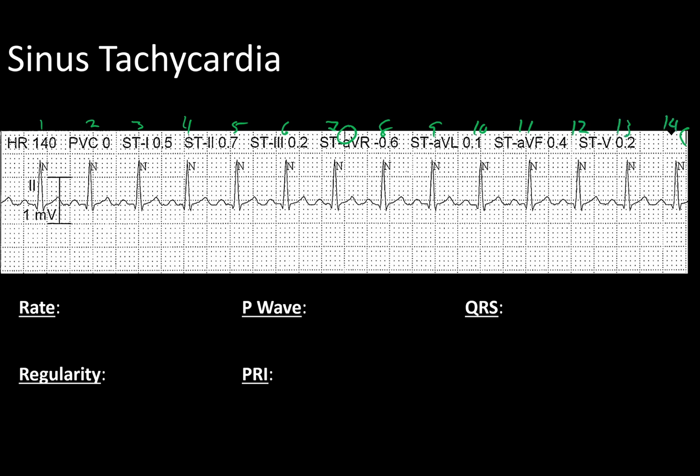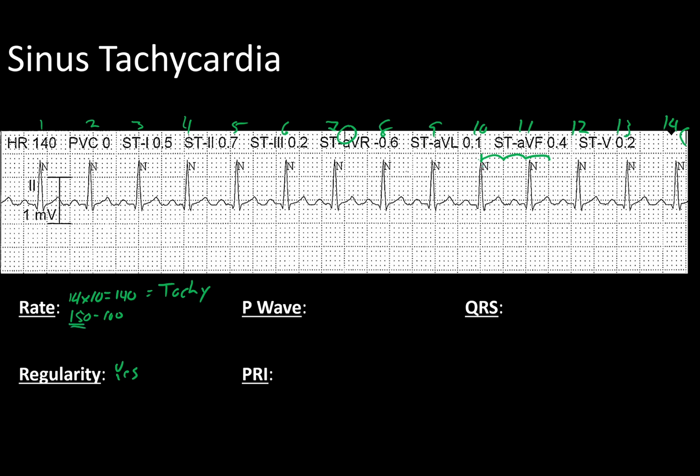And yes, I'm going to be doing this for pretty much every strip. So what's my rate? Well, it's a 6-second strip. I've got 14 beats, so 14 times 10 equals 140, and so that is tachycardic. Are we regular? And the answer is yes. So let's try our bounce method, and actually, this one starts right on a big solid line. So let's go 300, 150. So we're between 150 and 100 beats per minute, but probably closer to 150.